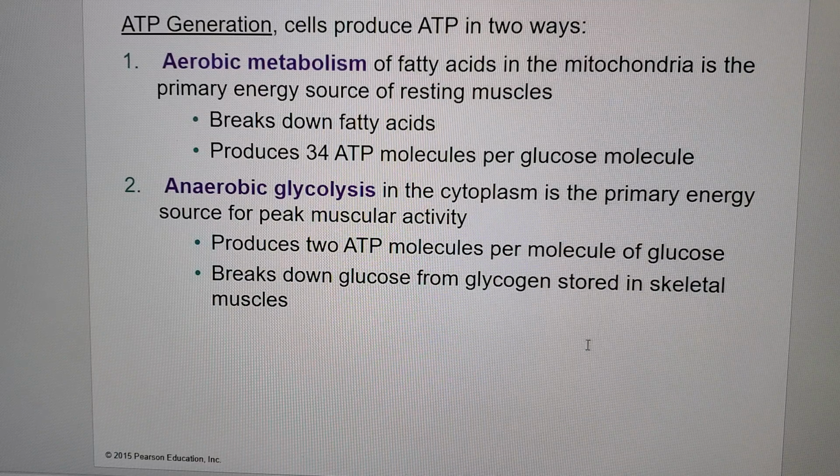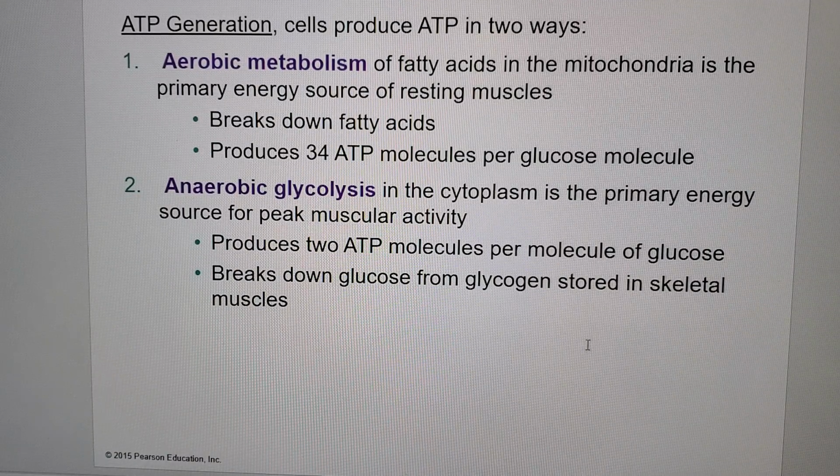Anaerobic glycolysis happens in the cytoplasm. It's the primary energy source for peak muscular activity. Anaerobic glycolysis, this is the primary energy source. Only 2 ATP molecules are going to be created out of each molecule of glucose. This is breaking down the glucose from the glycogen stored in the skeletal muscles.